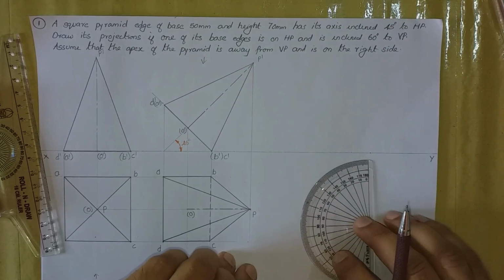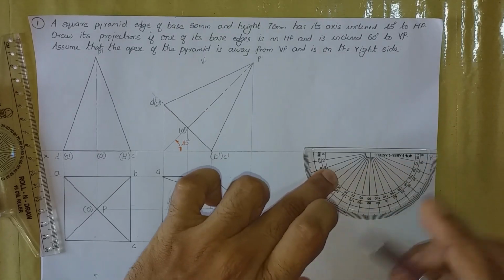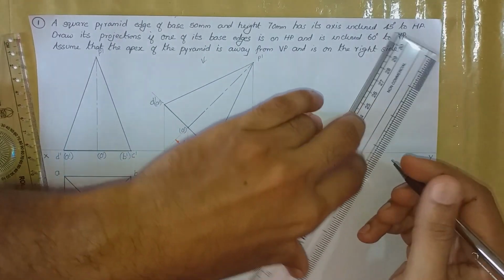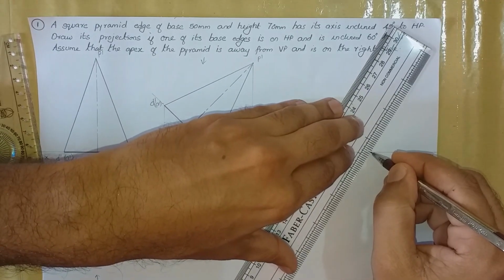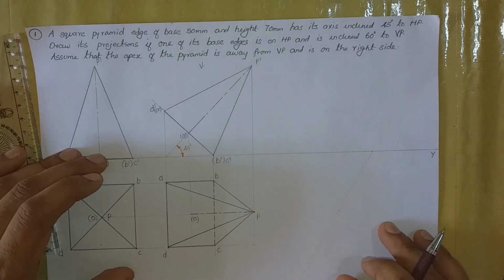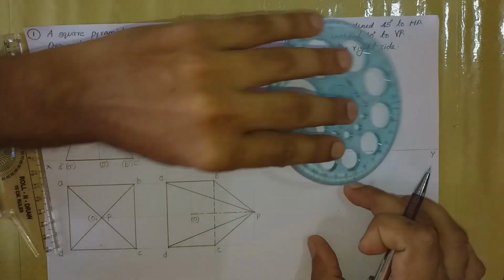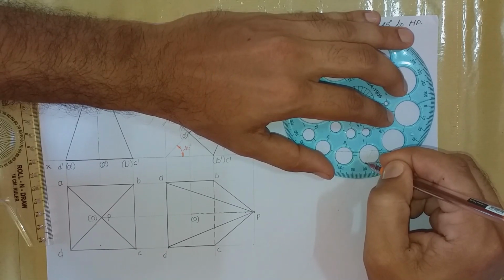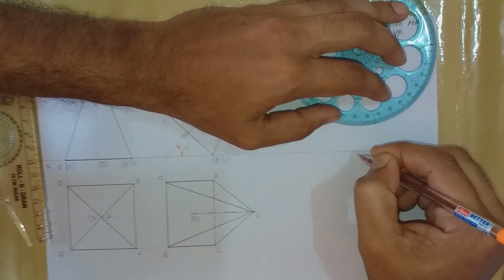Now I am going to draw a line which is inclined at an angle of 60 degrees with respect to the XY line. I am drawing a thin line. So the next step is I'll be fitting this base edge to this 60-degree inclined line. So this line is having an inclination of 60 degrees.